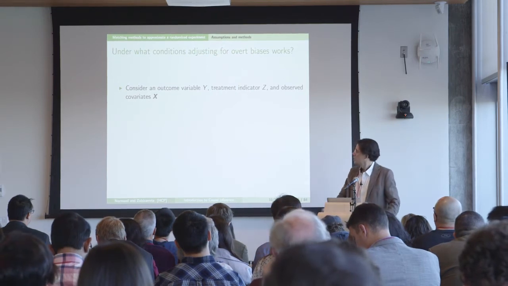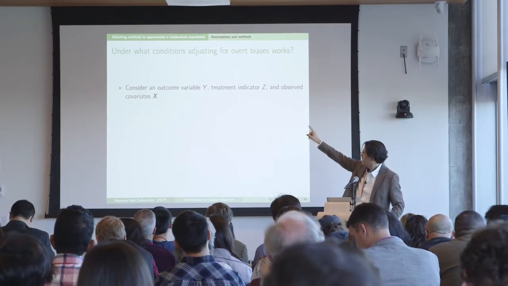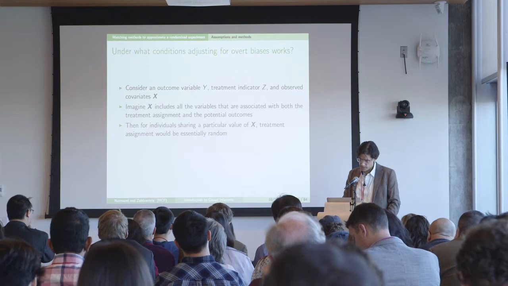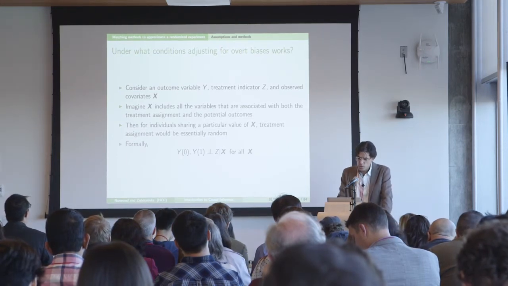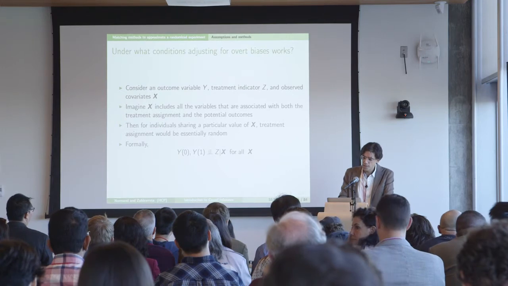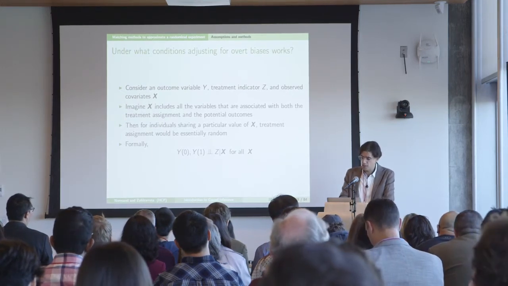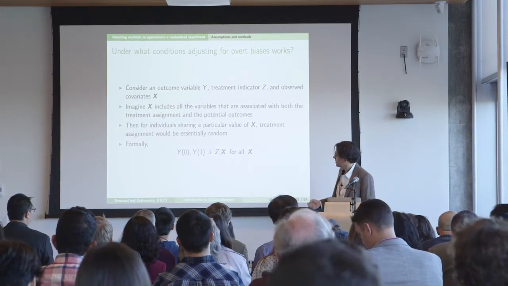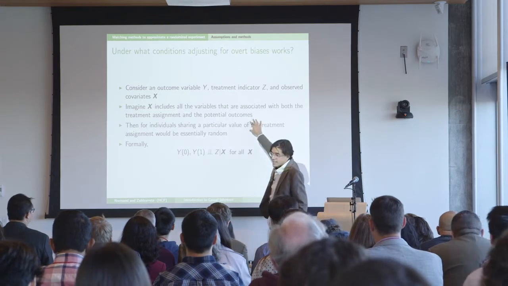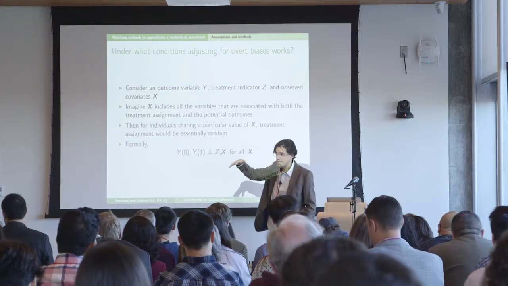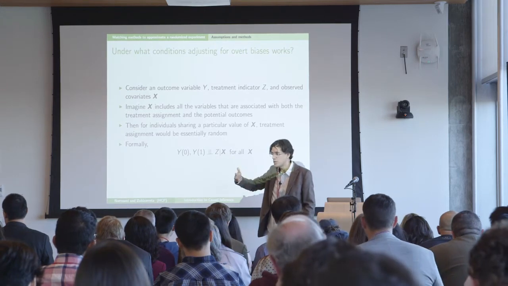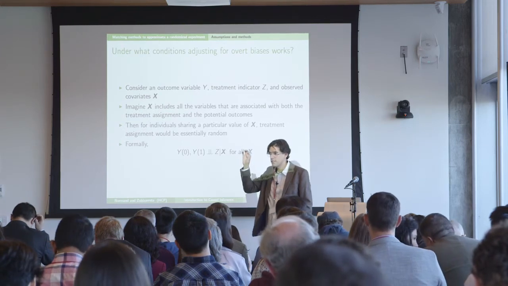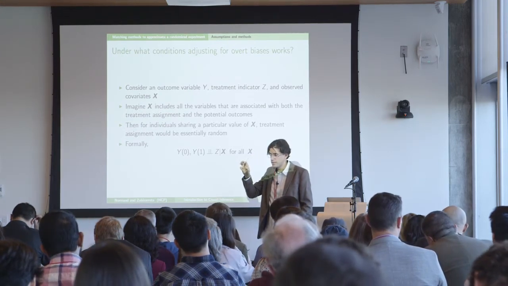Remember the notation. We have an outcome variable y, a treatment indicator z, and a vector of observed covariates x. Imagine that x includes all the variables that are associated with both the treatment assignment and the potential outcomes. Then if x includes all these relevant covariates, for individuals with a given x, if we're fixing x, if everybody has the same x, the same education, the same age, the same gender, all the relevant confounders, within those cells, those classes defined by x, we have a little randomized experiment.